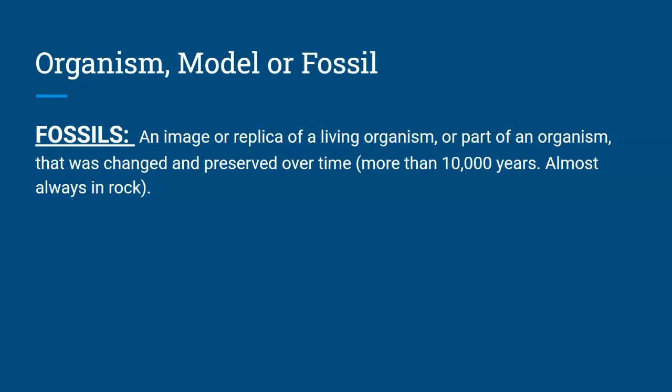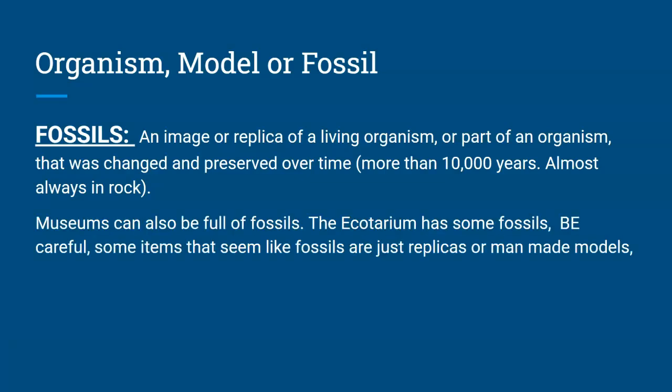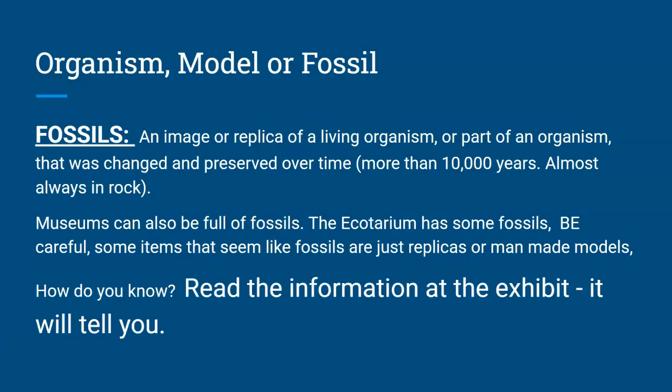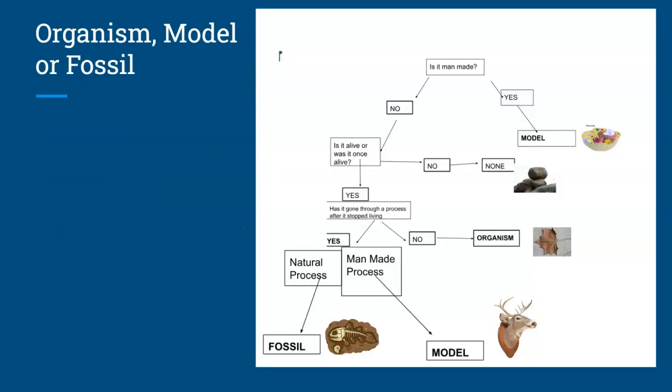A fossil is an image or replica of a living organism or part of an organism that was changed and preserved over time. It has to be more than 10,000 years old, and it's almost always in rock. Right? And that's the idea that we're looking at in this one. Museums can also be full of fossils. The Ecotarium has some fossils, but be careful. Some items that seem like fossils are just replicas or man-made models. How do you know? Read the information at the exhibit. It will tell you if it's fossilized or if it's a man-made bone.